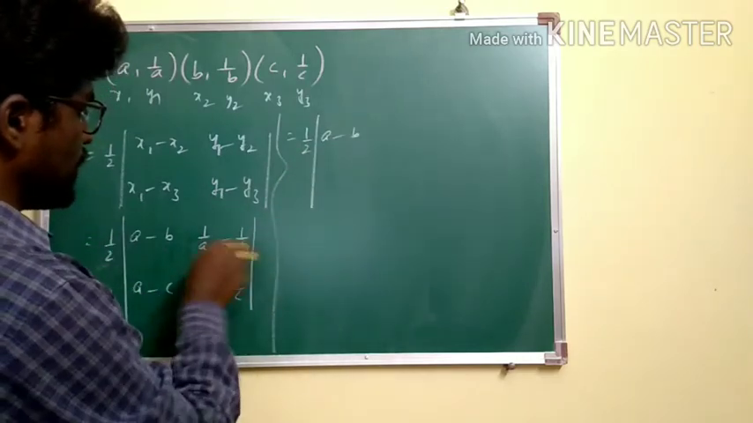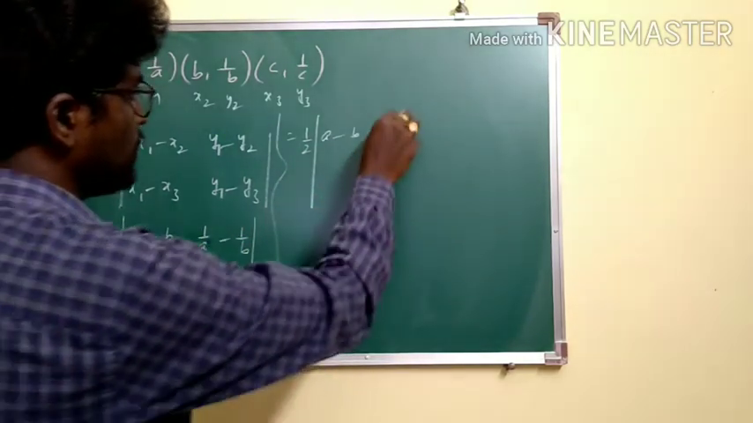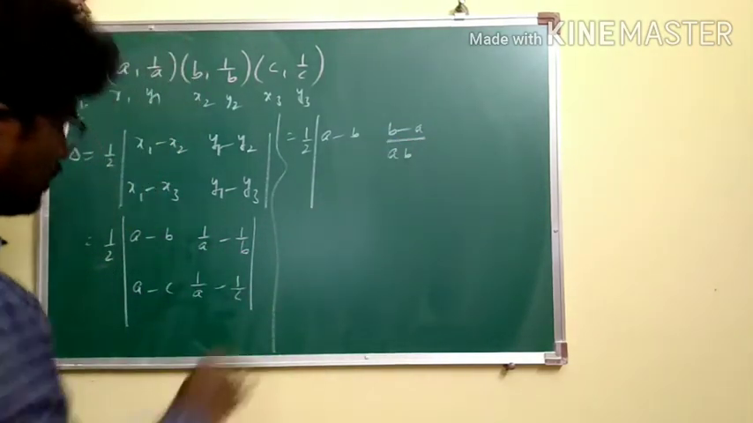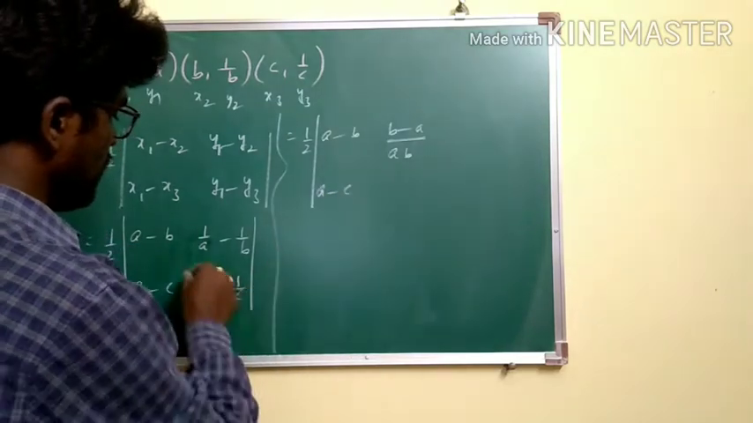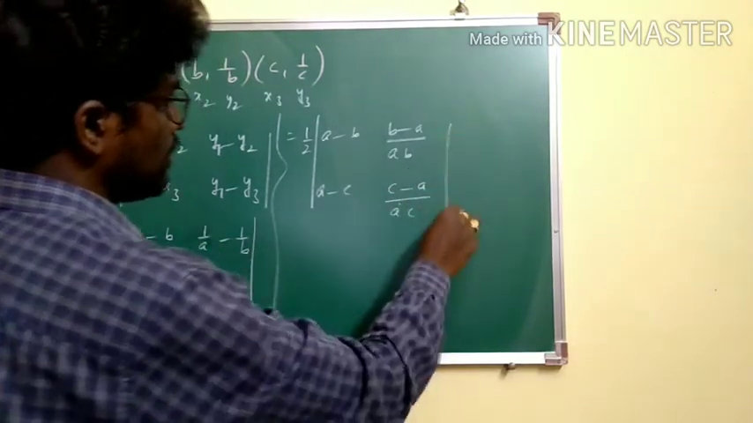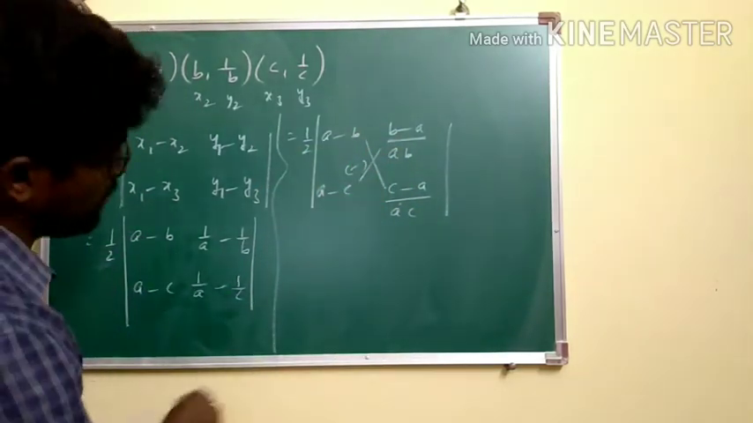a minus b. What is the LCM? AB is the LCM. So on taking the cross product, we will be getting b minus a by ab. A minus c: here you will be getting c minus a by ac. Now let's go for the cross product. This side we will be getting minus.